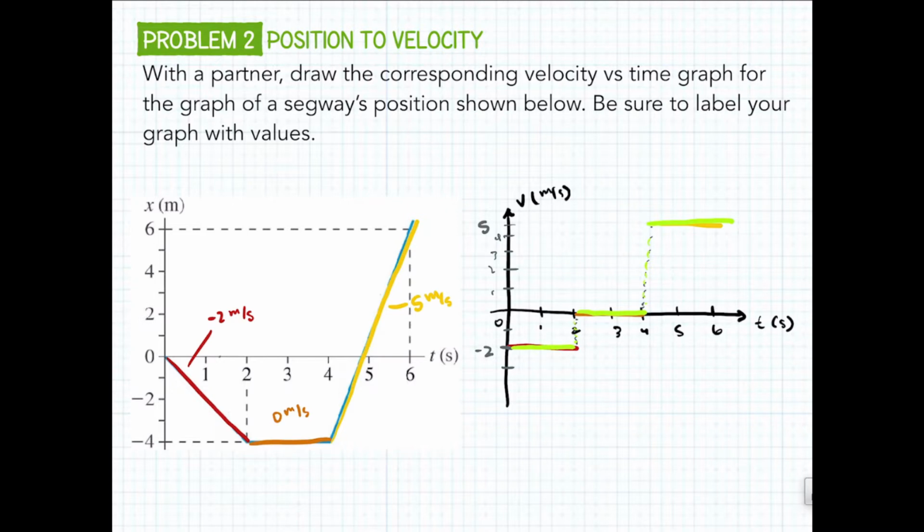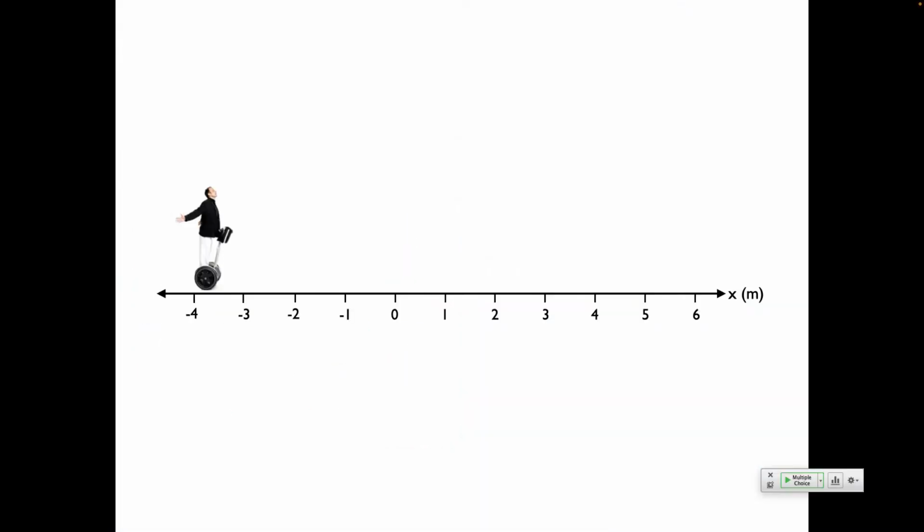But the transitions we're ignoring, because obviously there's some acceleration that has to happen to change these velocities. The key is if we have constant velocity, that means it's a straight line slope here. And when we have constant velocity, it's represented as a flat line on the graph. Okay? Everybody good with this? Cool. Let's go back.